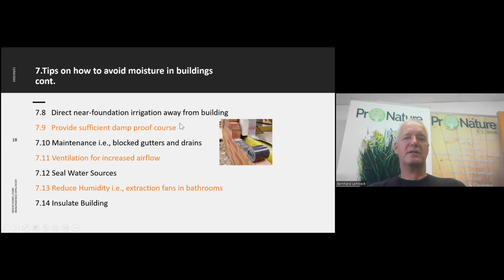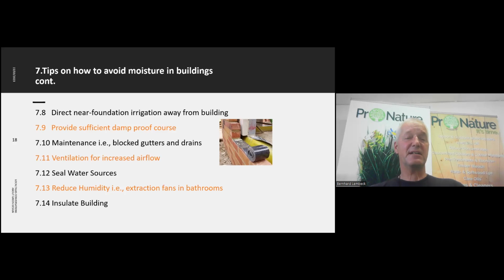Further problems that we quite often come across and that a breathable coating won't fix: direct near-foundation irrigation away from the building. Provide sufficient damp-proof courses, often a thing overlooked or done insufficiently. And maintenance, it doesn't help if the gutter is blocked and drains are blocked and the house gets flooded or the walls are in permanent wetness, or wet feet, so to say.